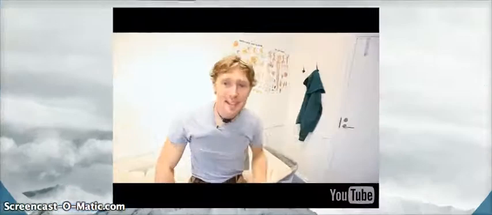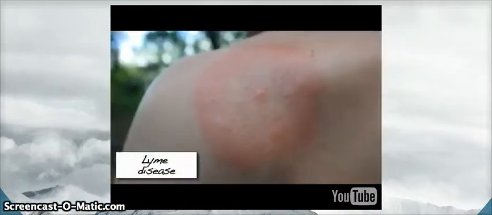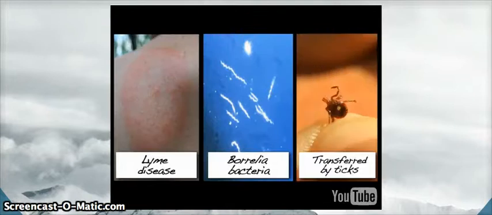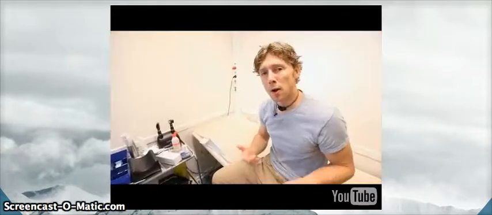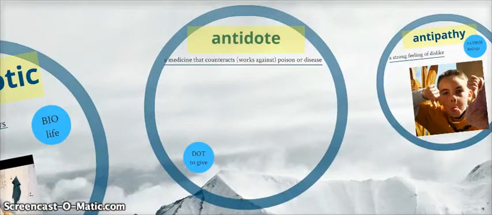Okay. The reason I got antibiotics in the first place was because I had the symptoms of Lyme disease, which is caused by bacteria that is transferred by ticks, and it can cause pretty big problems if it's left untreated. The antibiotics stopped my bacterial infection, but the other cells in my body were obviously not affected. Pretty cool, right? So that's what an antibiotic does.